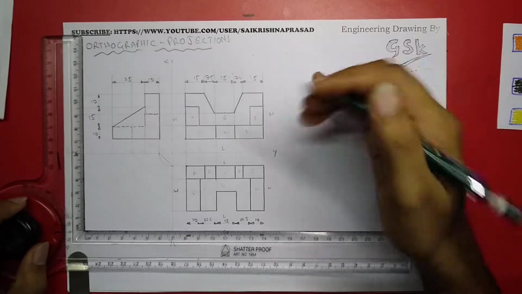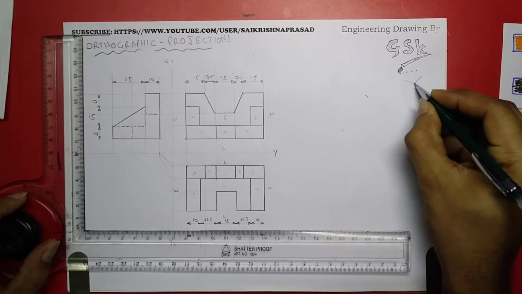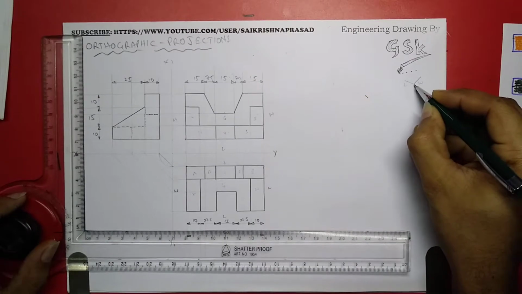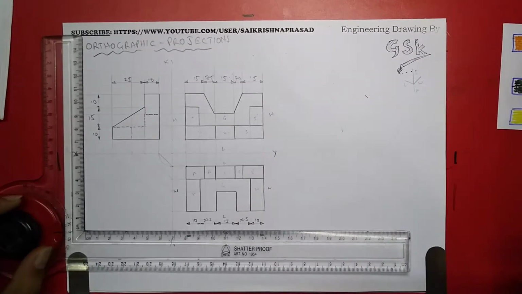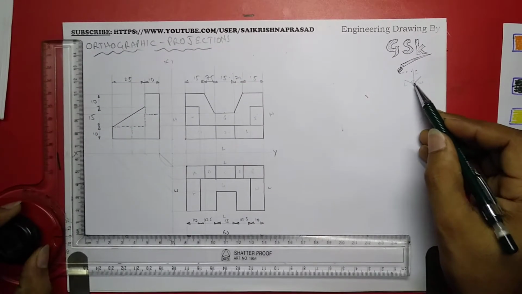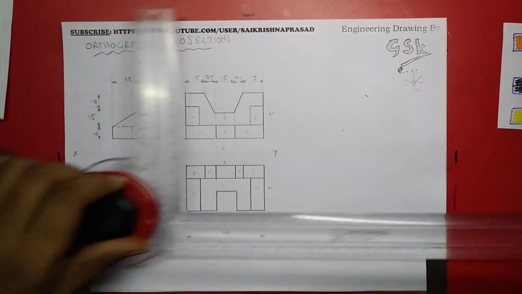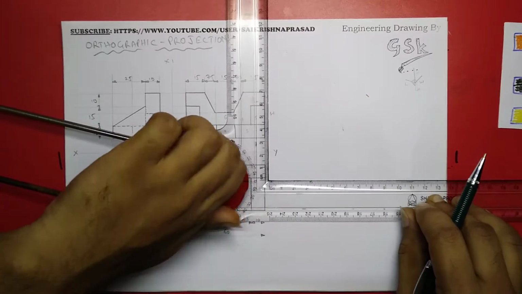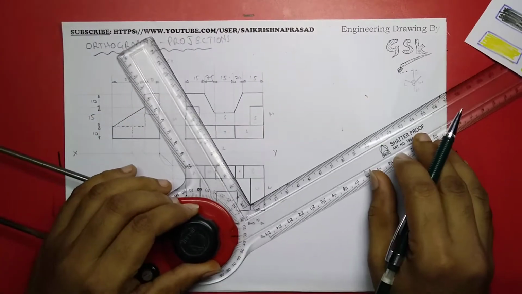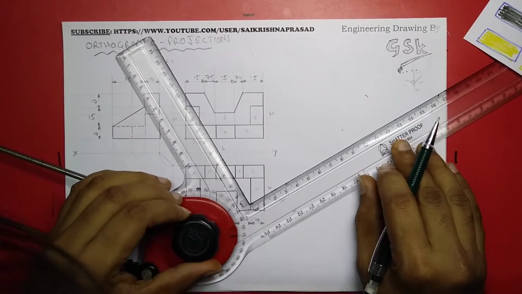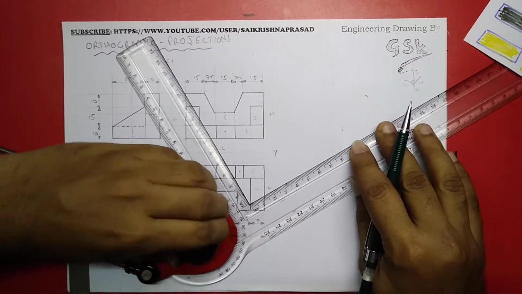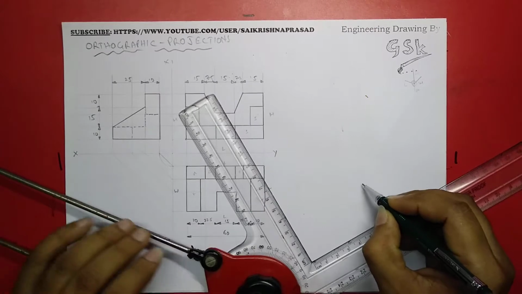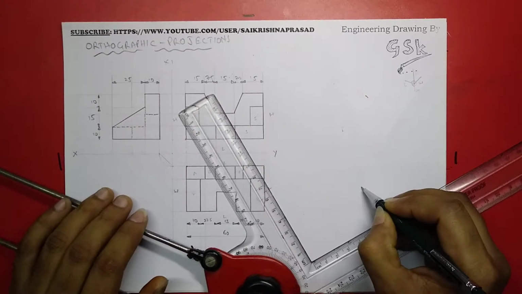For the isometric, we have to take this angle. This has length, width, and height. I can't start the height downward, so I'll be taking height above. The angle between all three is 120 degrees to each other. So I'll be taking the angles. From this point, I'll be drawing the figure.